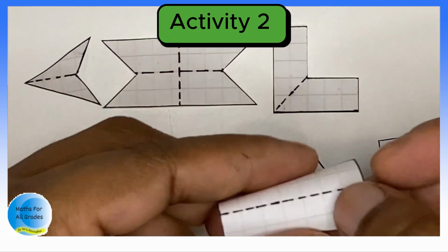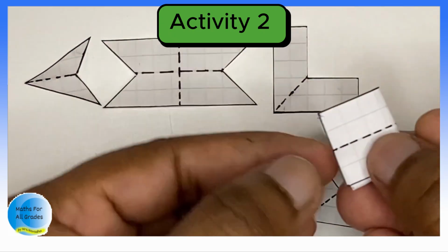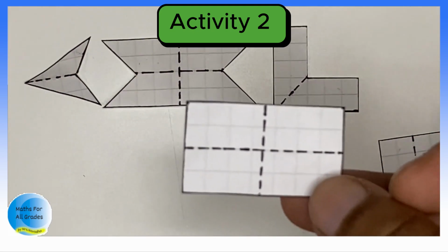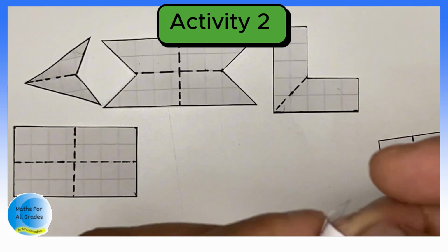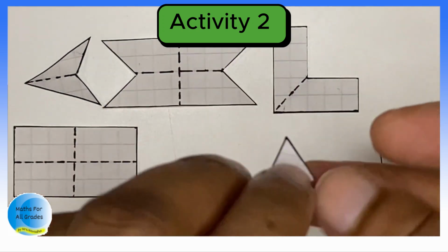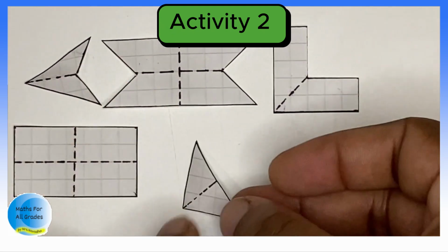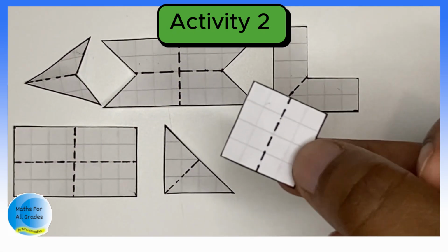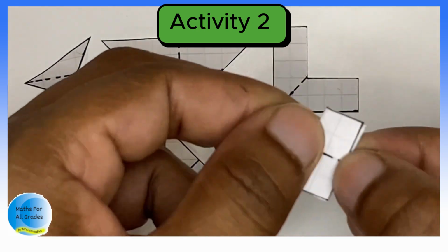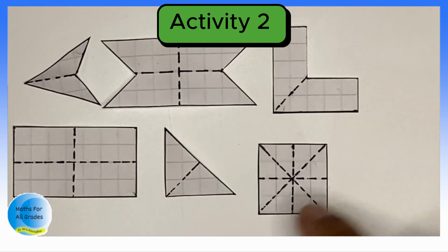Okay, next we have a rectangle, and already you know it has two axes of symmetry. Here we have two axes of symmetry. Let's try this one. Yes, it's a bilaterally symmetric figure and you got only one axis of symmetry. Okay, next we have a square. So the square has four axes of symmetry.